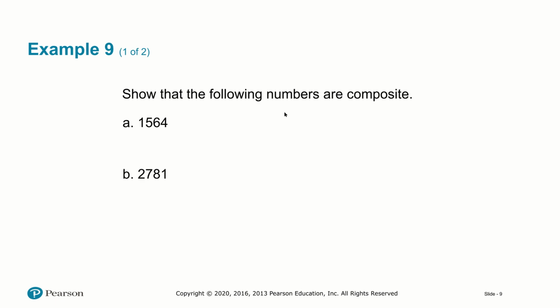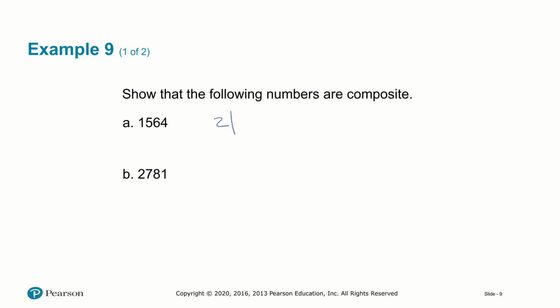All right, so let's see if we can show that each of these numbers are composite. Remember, all I have to do to show that numbers are composite is find a single factor other than 1 or the number itself. Now, this number right here, obviously, we can easily find at least one factor other than 1 and itself, and that would be what? 2, right? Because it's an even number, so 2 divides it.